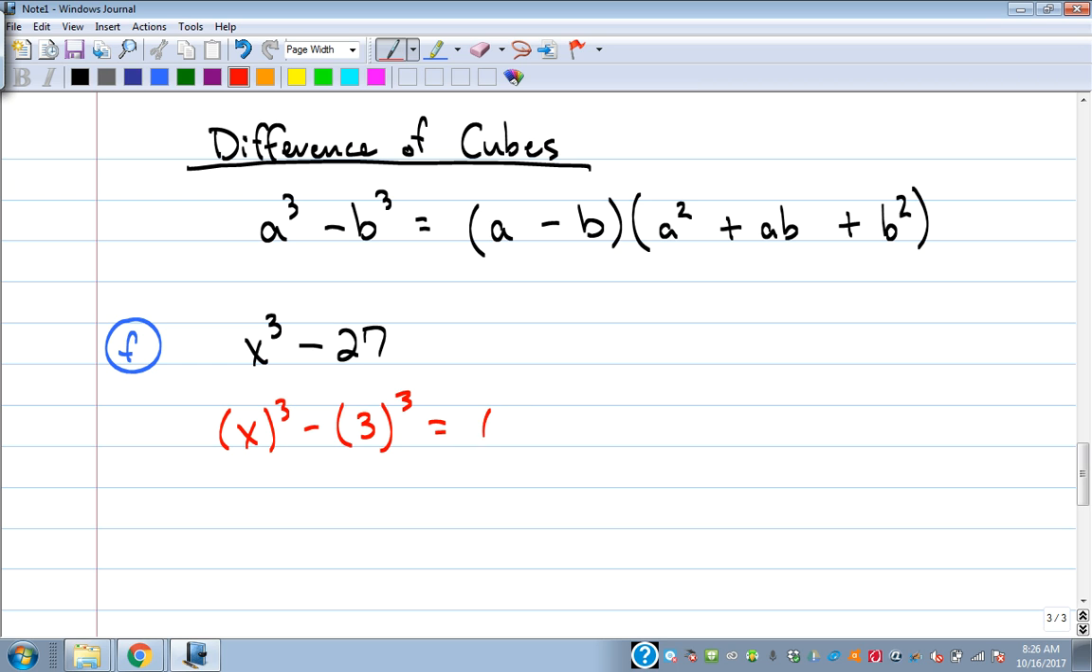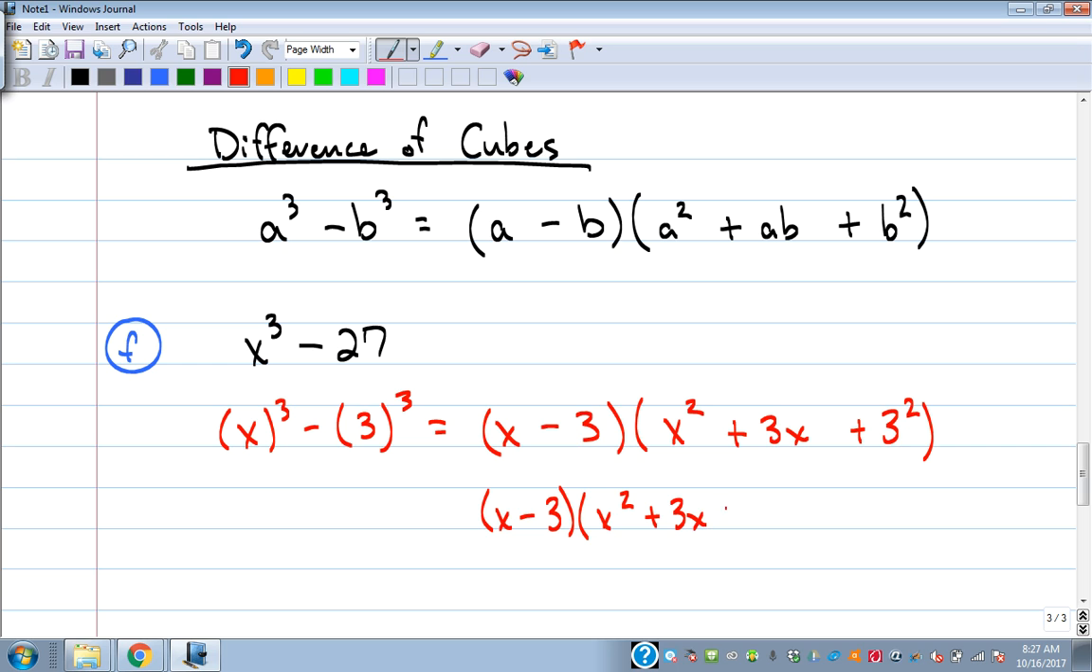Now, the pattern, what's the short piece? X minus 3. The long piece will be x squared. The other end is going to be 3 squared. And then in the middle, we got 3 times x. What sign goes in front of that? Plus. Yeah, always a plus. Simplify that just a little bit. And there you have the factored form of a difference of cubes.